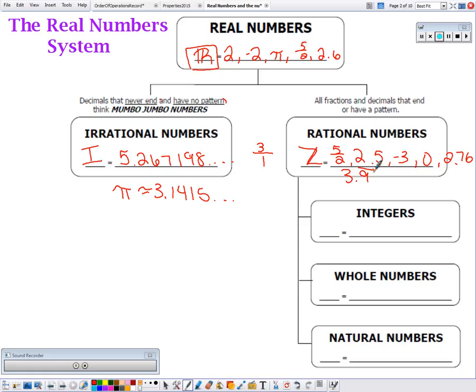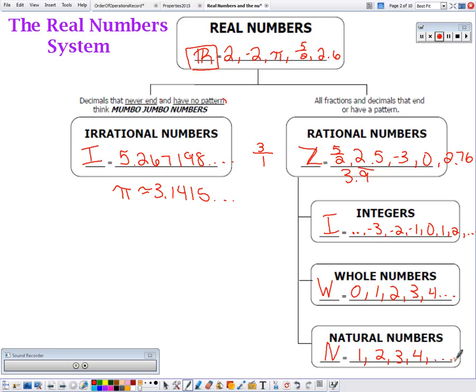Our set of integers, also an I, these are our positive and negative whole numbers. So think -3, -2, -1, 0, 1, 2, on and on. Our whole numbers include 0, so 0, 1, 2, 3, 4, on and on. What's the difference between integers and whole numbers? Integers have your negative numbers in with them. Whole numbers do not. And then you have your natural numbers. So these are your counting numbers. 1, 2, 3, 4, on and on forever.